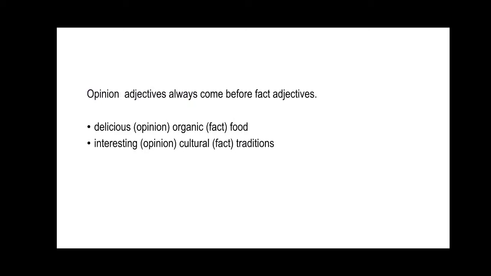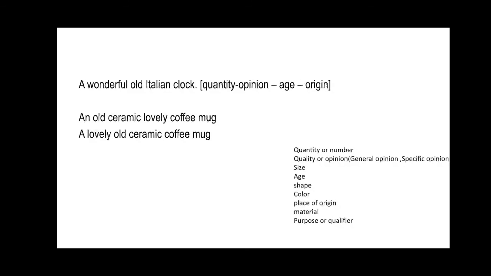Opinion adjectives always come before fact adjectives. Here, delicious organic food. Here, delicious is opinion. If the food is delicious for me, it may not be delicious for you. So it comes first, and then organic. It's organic for all. Now, a wonderful old Italian clock.